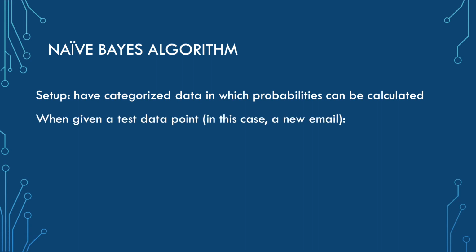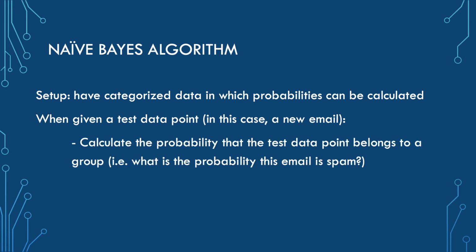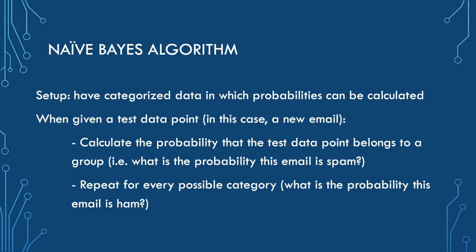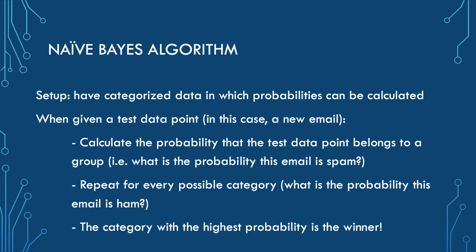When we're given a test data point, and in this example, a new email, what we first want to do is calculate the probability that that particular test data point belongs to a specific group or category. That is, we want to calculate what the probability that this new email is a spam email. We then want to repeat this calculation for every possible category, and in this example it would be, what's the probability that this email is a ham or a regular email? Whichever category has the highest probability, we say is the winner. The answer that is the most likely solution is the one that our machine selects.